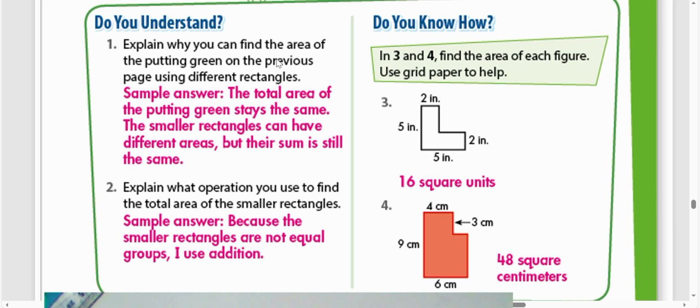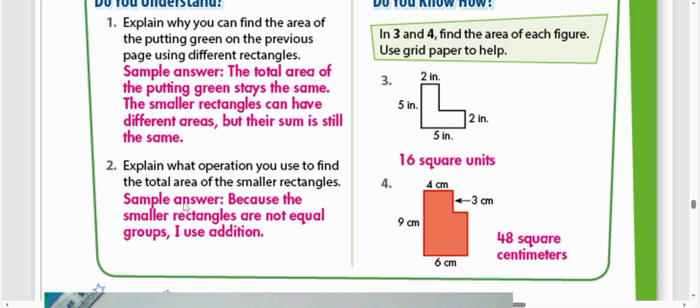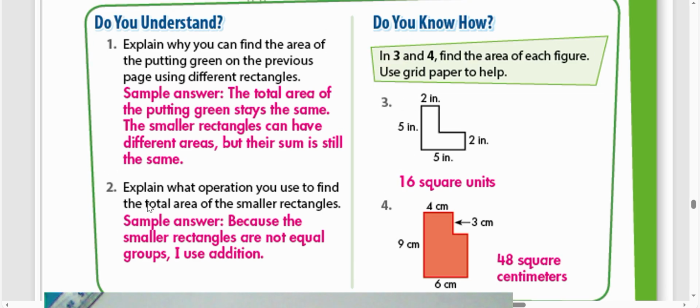Explain why you can find the area of the putting green on the previous pages using different rectangles. The total area of the putting green stays the same. The smaller rectangles can have different areas, but their sum is still the same. Next question: explain what operation you use to find the total area of the smaller rectangles. I use addition, because the smaller rectangles are in equal groups. We can use the addition property like this.